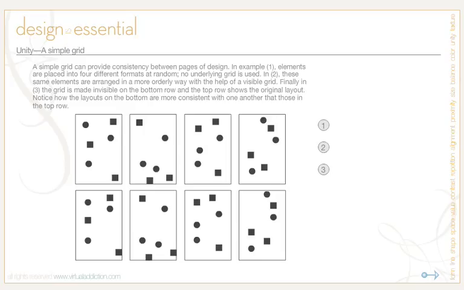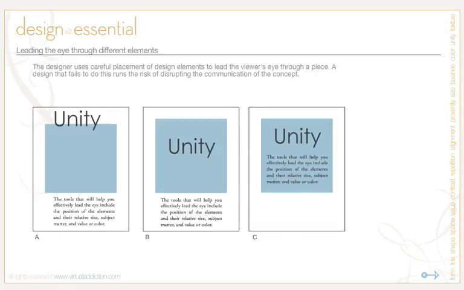After you gain some experience of using a tight grid, then you can begin to experiment with elements that purposely violate the grid, and this is where you'll achieve the most vitality in your designs. You want to think about leading the eye through different elements.